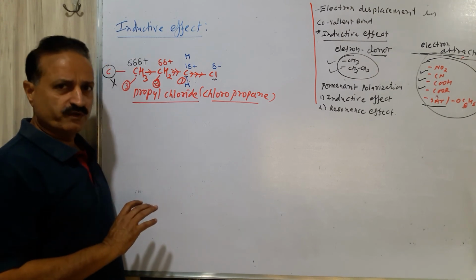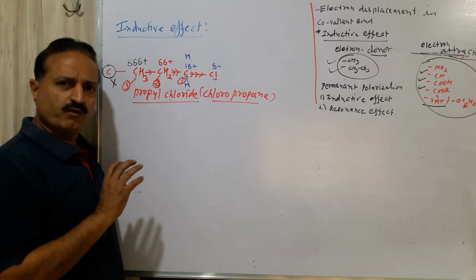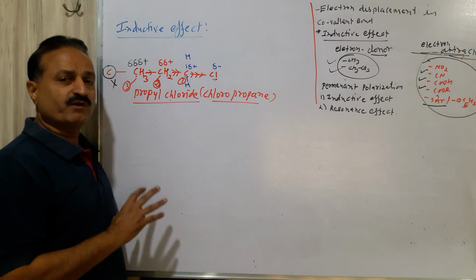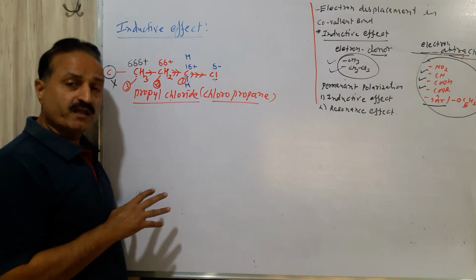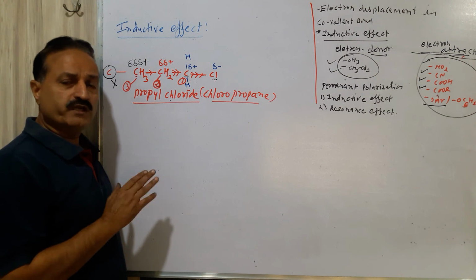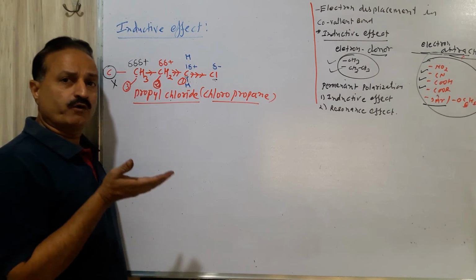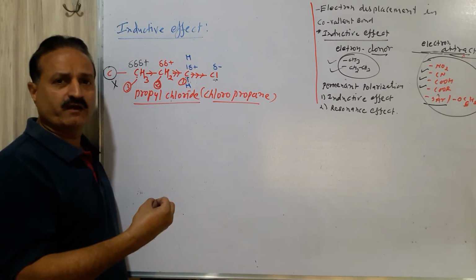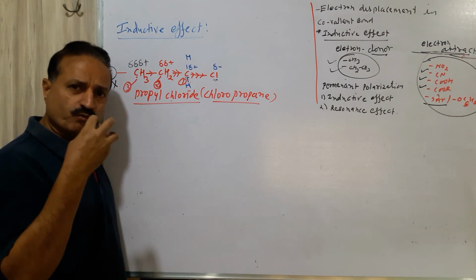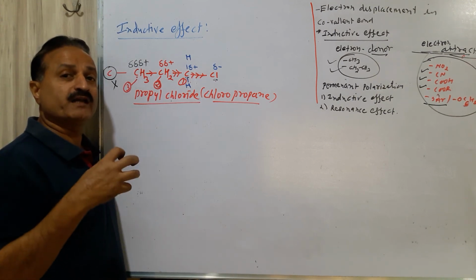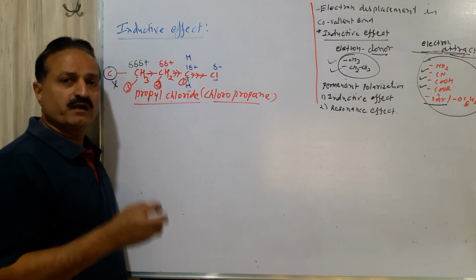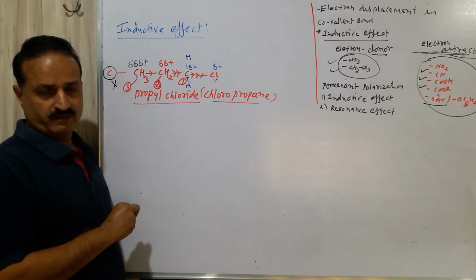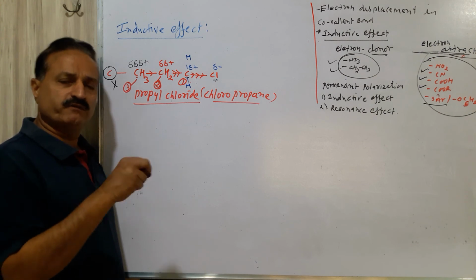So this is a very simple, very easy topic. It depends on the electronegativity difference between two elements. If there is an electronegativity difference between two elements and there is a covalent bond, then the bond's electron pair will be attracted toward the more electronegative element. It is just dragging the electron, not taking it. So the more electronegative element will convert into partial minus and the less electronegative element into partial plus. That effect is known as the inductive effect.